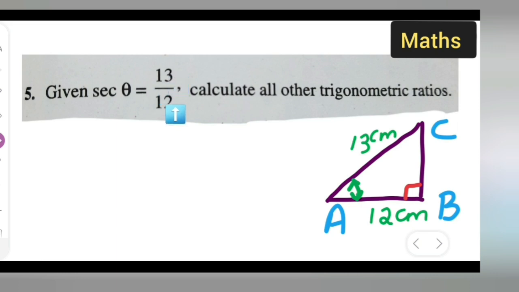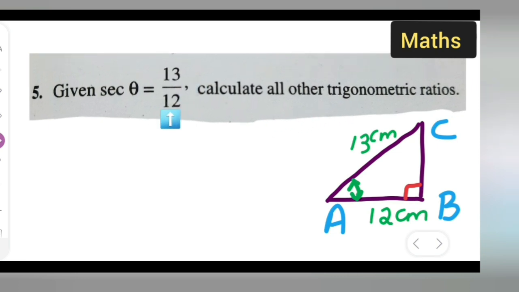Next question. Given sec theta is equal to 13 upon 12, calculate all the trigonometric ratios. So what is given? 13 upon 12 is given. What is the formula for sec? It is nothing but hypotenuse upon adjacent side. So which is your hypotenuse? That is your AC, because this is the theta over here. So sec theta is hypotenuse upon the adjacent of theta, which is AB. So AB is 12 and the hypotenuse is AC.